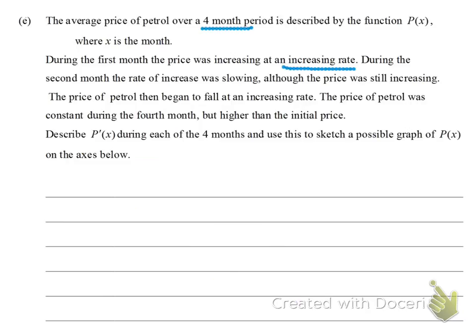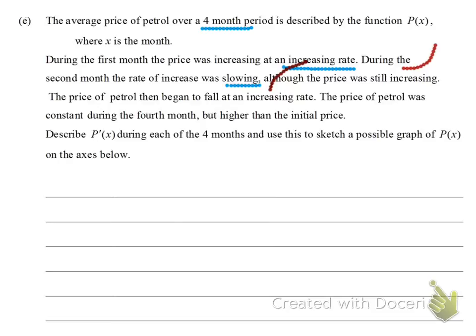Okay, the next one. Here, and this is perhaps the easiest question of them all, if you do it piece by piece. Just bear with us on this one. During the first month, the price was increasing at an increasing rate. So it's going up. It starts increasing slowly, then increases faster. So you could have a curve like that. The second month, the rate of increase was slowing. So it started off fast and it slowed down. It was still increasing though. So this brown one that I've just drawn is the second month.